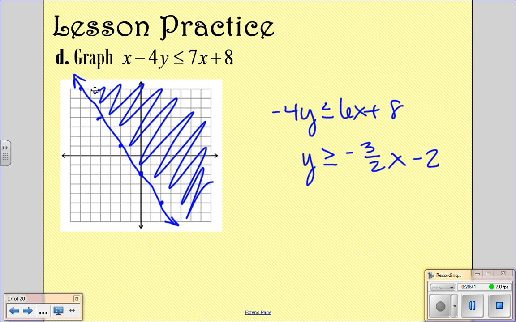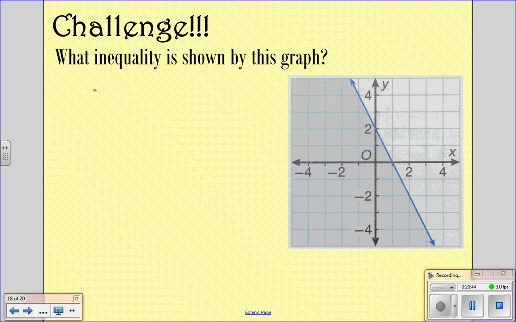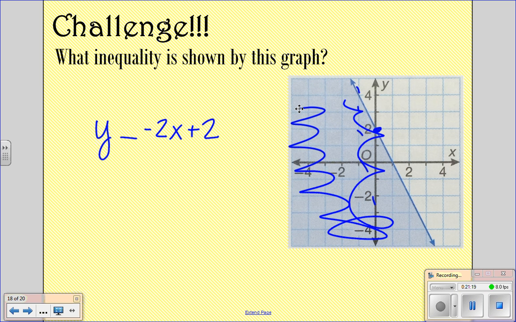Looking at the challenge question for today, see if you can figure out what inequality is shown by the graph. All right, so for this one, you're basically looking for the equation of this line, and it's y. I'm going to leave a space because I don't want to figure out my inequality right now. But the slope is down 2 and to the right 1, so a negative 2 over 1, so just negative 2x, and then our y-intercept is a positive 2. And then it is or equal to because the line is solid, it's not dashed. And then it's all of this area down here, so that is below the line, so y is less than or equal to negative 2x plus 2.